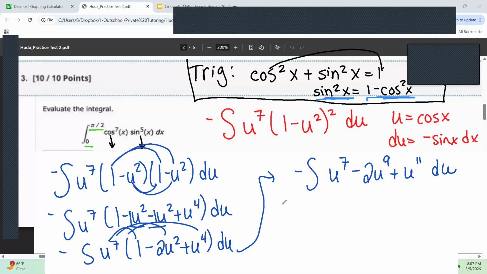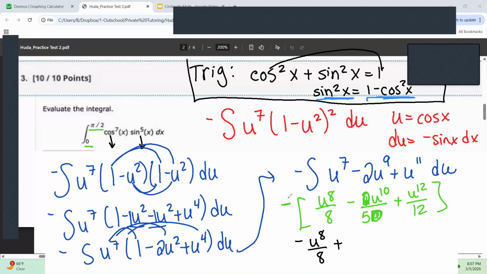All right, integrate. So we have negative u to the 8th over 8 minus 2u to the 10th over 10 plus u to the 12th over 12. 2/10 is a fifth, so I'm going to cancel that and make that a 1/5, okay? And then I'm going to go ahead and distribute the negative. So that's negative u to the 8th over 8, positive u to the 10th over 5, and negative u to the 12th over 12.